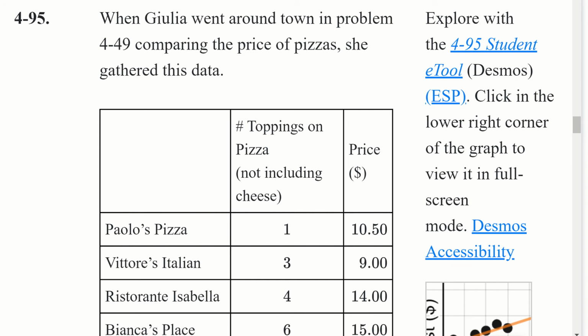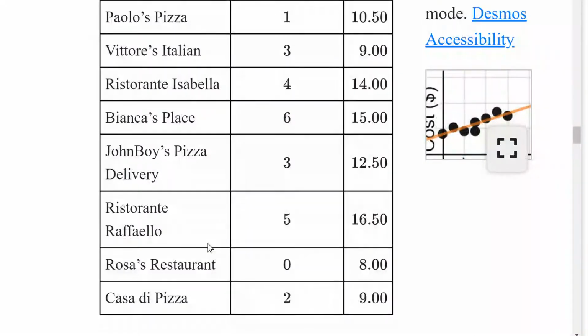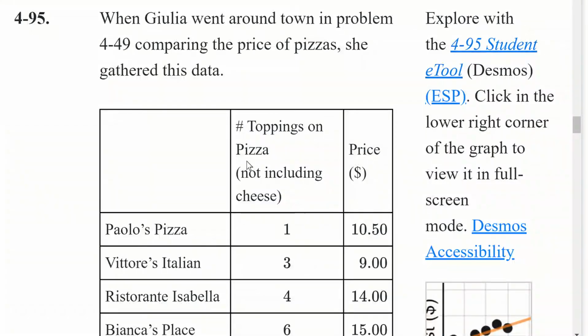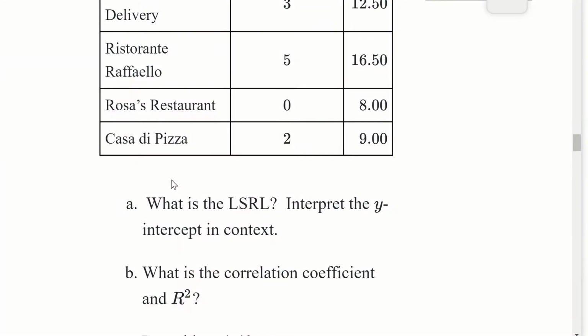But when Julia went around town in problem way back in 49, several sections ago, comparing the price of pizza, she gathered this data. Okay, nice data. And it's already set up in Desmos, so we can just click here and open up the Desmos eTool and look at it there. The question is, what is the least square regression line? And we are supposed to interpret the y-intercept in context. So what does the y-intercept mean in this context?